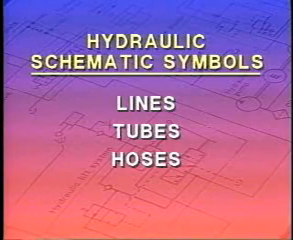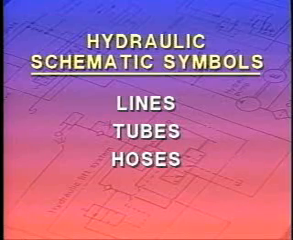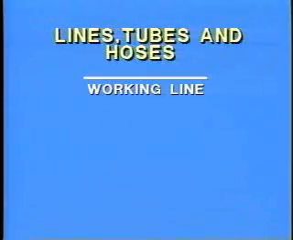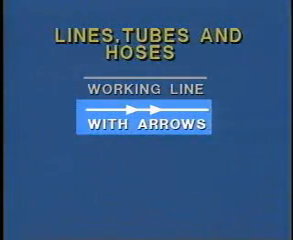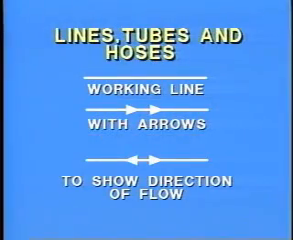A hydraulic line, tube, hose, or any conductor that carries the liquid between components is shown as a line. A working line, such as an inlet, pressure, or return, is shown as a solid line. Working lines with arrows show direction of flow. For instance, this line indicates oil flows in only one direction, while this line shows flow in either direction.